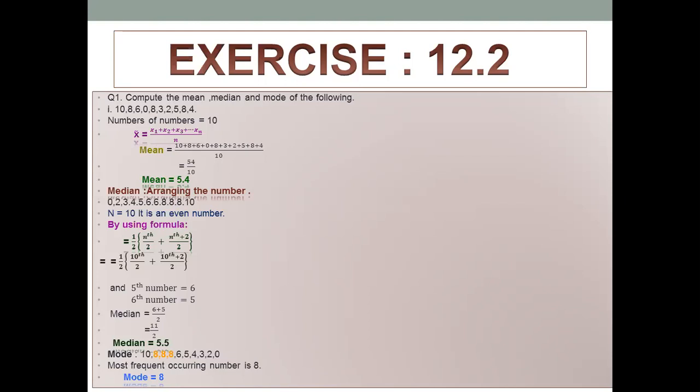And mode: according to the definition of the mode, we see which number is repeated more. 8, 8 and 8. 8 is repeated 3 times here. So the answer will be 8. Our mode is 8. Now come to the next question.